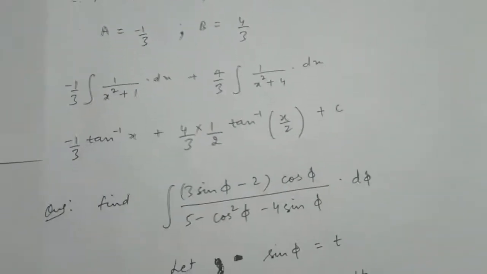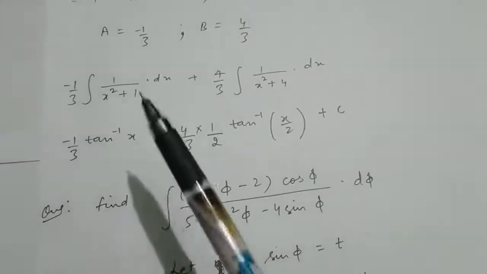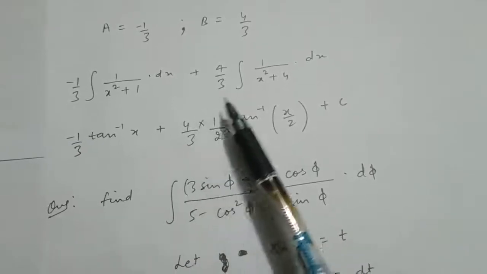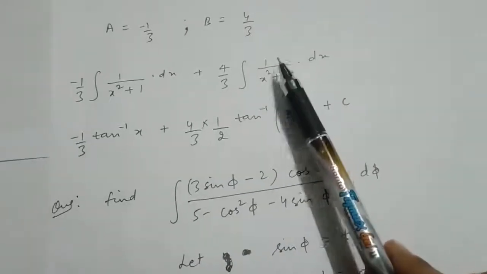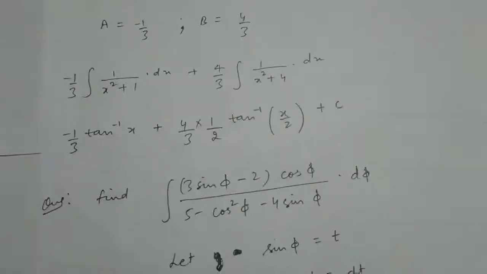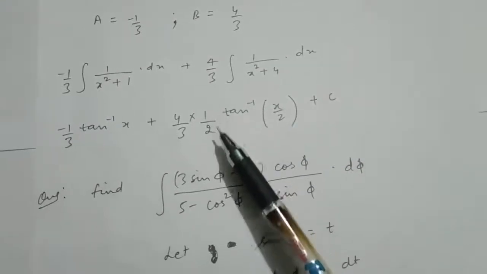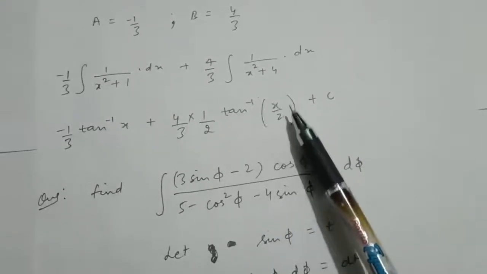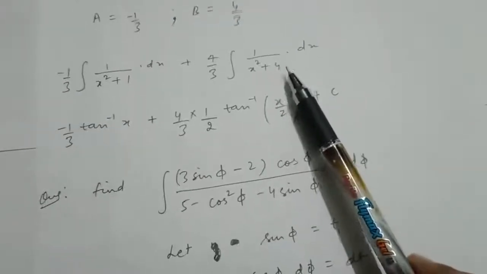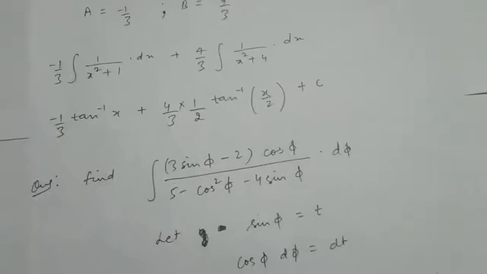Now you know the integral of both of these functions. Integral of this will be tan inverse x, plus 4 by 3. Integral of this, this is 1 upon x square plus 2 square, right? So this will be 1 by a, that is 1 by 2 into tan inverse x upon a, and here a is 2 because 4 is 2 square, right? Plus c.